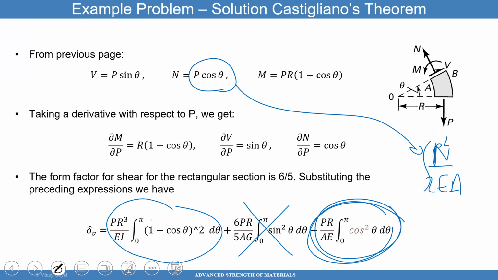Are you going to do the integral from 0 to pi of cosine squared d theta by hand? Is that how you're going to do it? Where are you going to go to do it?